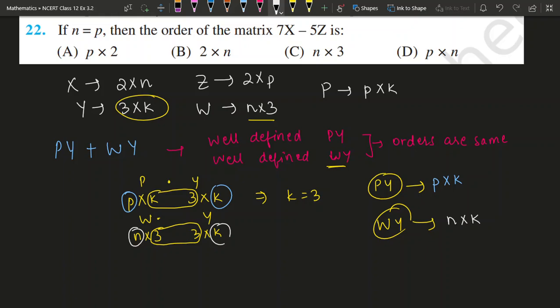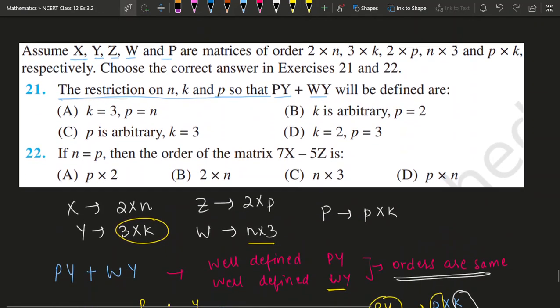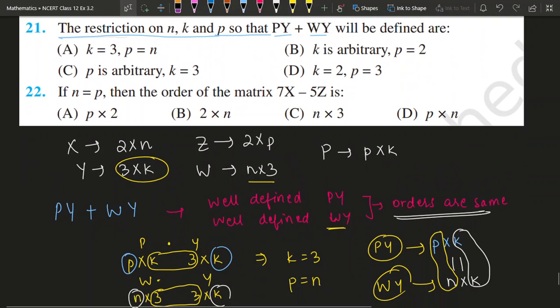Now we also have one more restriction that we have to take into account. The orders must be the same. So this must be equal to this. So the k's are equal. You also must have p equal to n. So you have k equal to 3 and p equal to n. Let's look whether there is an option for that. Yes, there is. k equals 3 and p equals n.